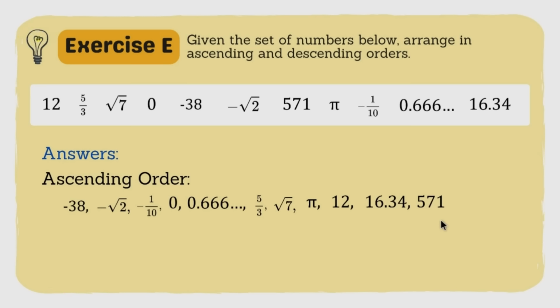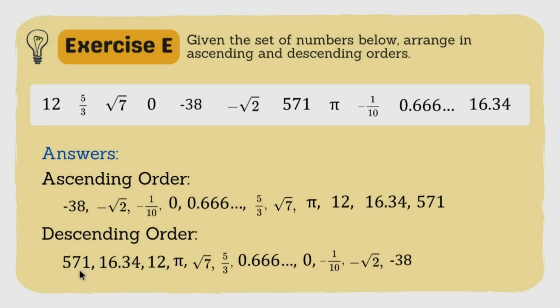How about descending order? Baliktarin lang po natin. We can start with 571 followed by 16.34, 12, pi, square root of 7, 5/3, 0.66, 0, negative 1/10, negative square root of 2, and negative 38. Okay, so yun po yung ating sagot.